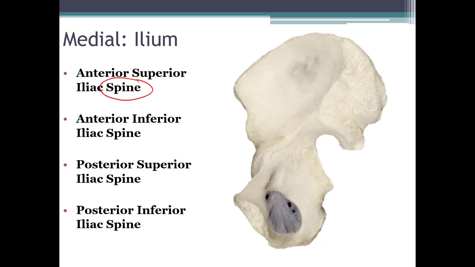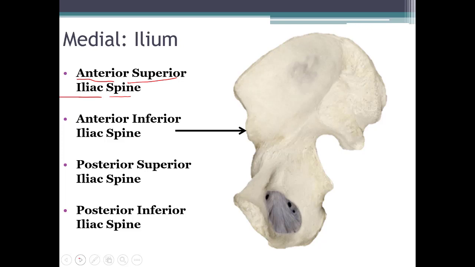Well, now is later. But if you look at them on this PowerPoint, these are all words that you are now familiar with. So anterior means towards the front, superior means above, iliac refers to the ilium, and then spine is a slender bony projection. So this right here would be the anterior superior iliac spine. And if I have an anterior superior, I should probably have an anterior inferior iliac spine.